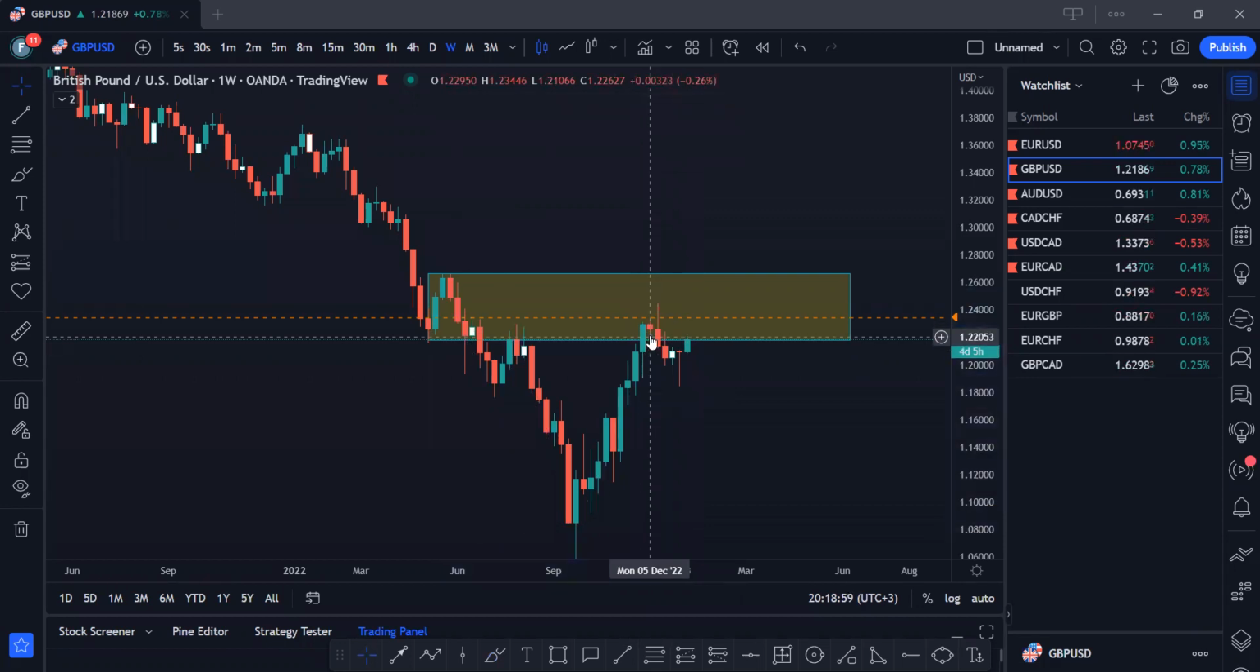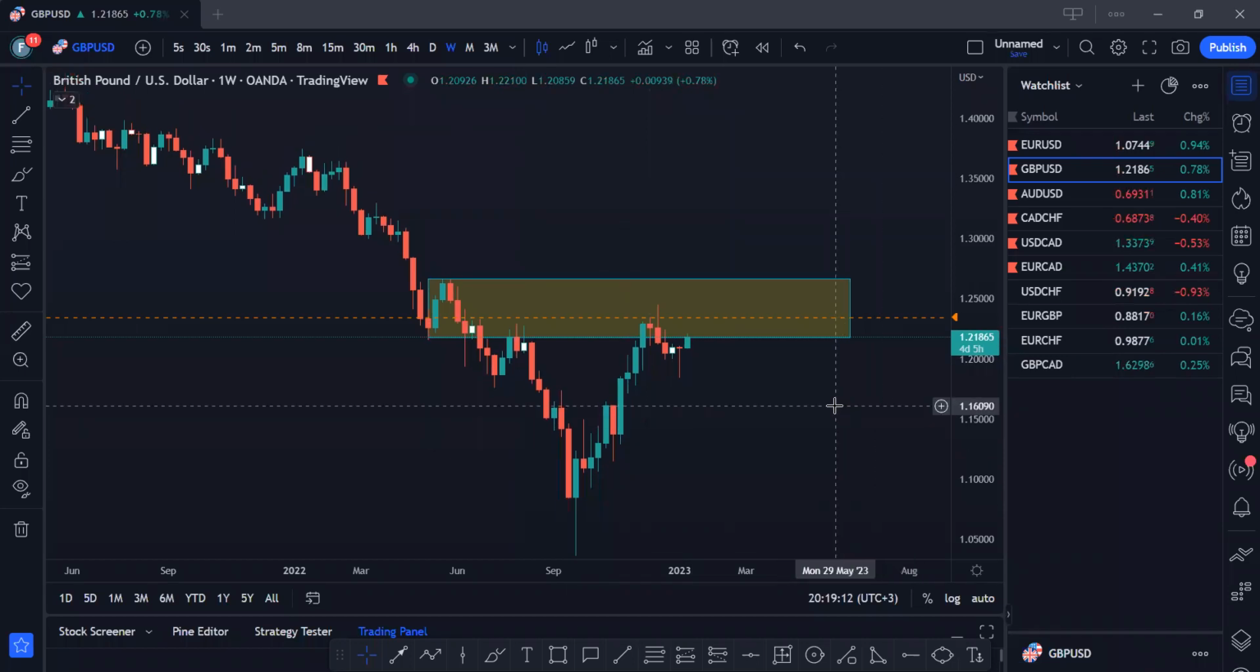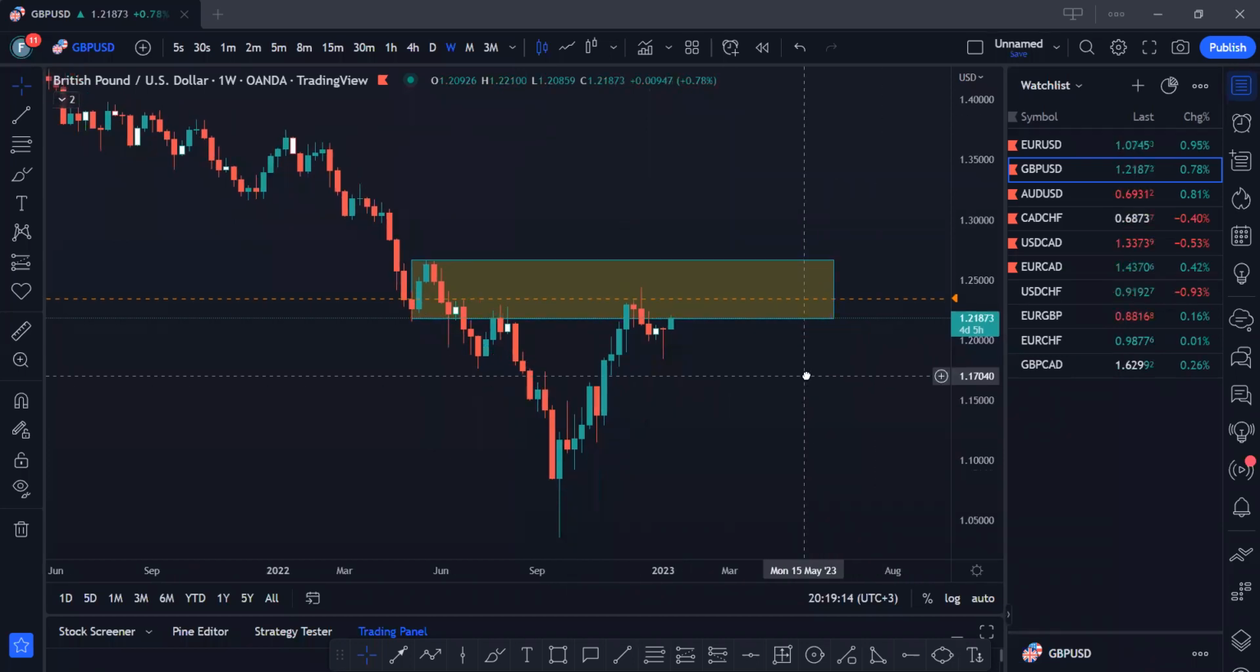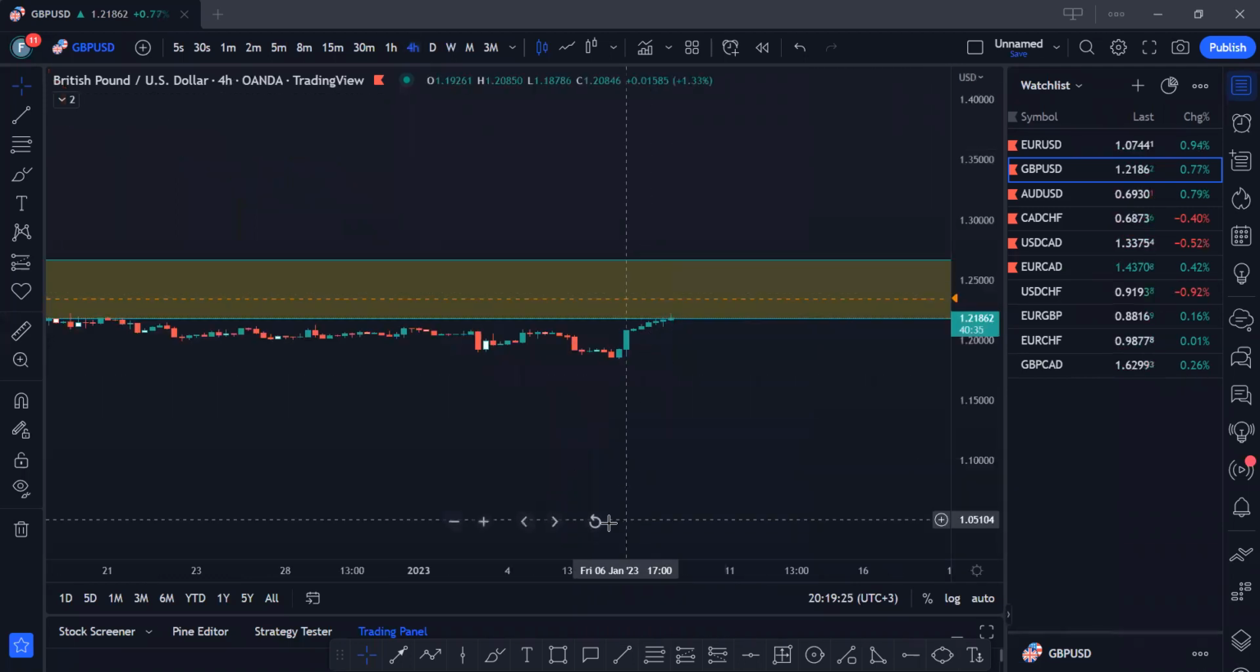So here's what I like to do when I'm analyzing on my own personal chart and I spot a zone on the weekly chart. I like to go some time frames deeper. From the weekly chart, I usually love to jump to the 4-hour chart. So I'm going to jump to the 4-hour chart now and show you something that personally I'm also waiting for.